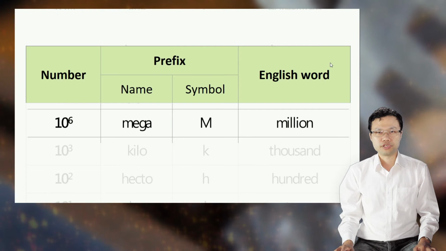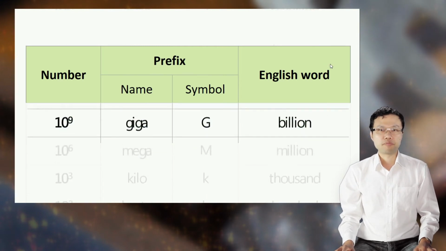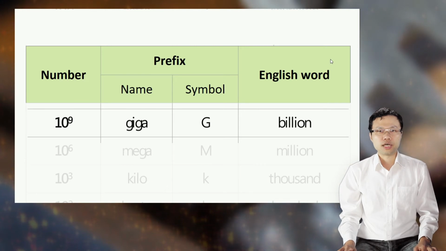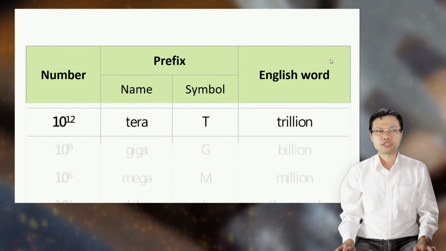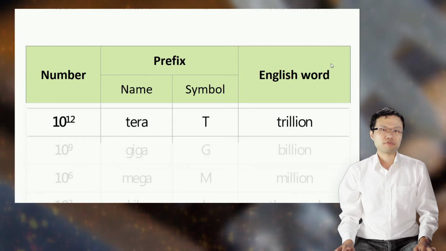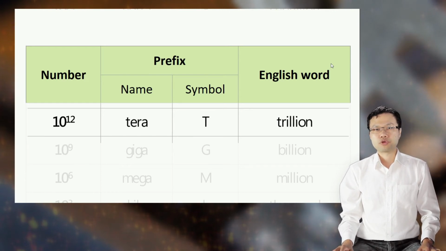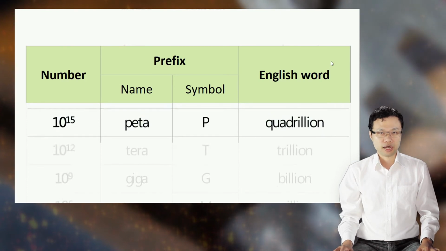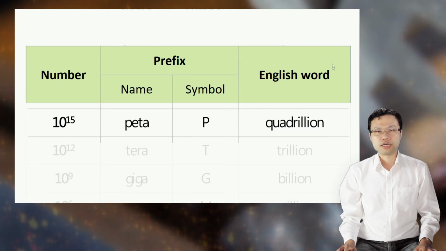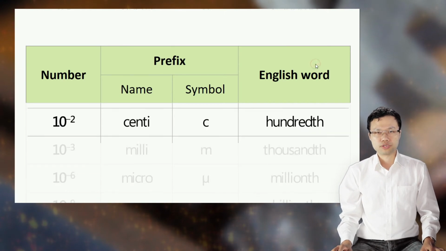The next metric prefix is giga, abbreviated by capital G. It describes 10 to the power of 9. Numbers as large as 10 to the power of 12 are represented by the metric prefix tera, or its shorthand capital T. Numbers of 10 to the power of 15 are expressed by peta, abbreviated by capital P. These are the most commonly used metric prefixes for large numbers. Let's turn to the metric prefix for small numbers.